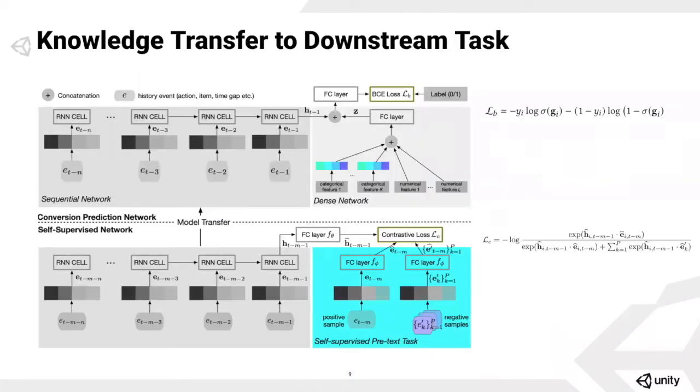More formally, we show all the components of the proposed scheme here. The conversion prediction network has sequential and dense subnetworks to deal with sequential, categorical, and numerical features. The learning target is to predict if the ad is converted or not, so the learning can be guided by binary cross entropy. The lower part is the self-supervised training network. It pretrains on the user's sequence by using contrastive loss, which can be the cross entropy given positive and negative samples.